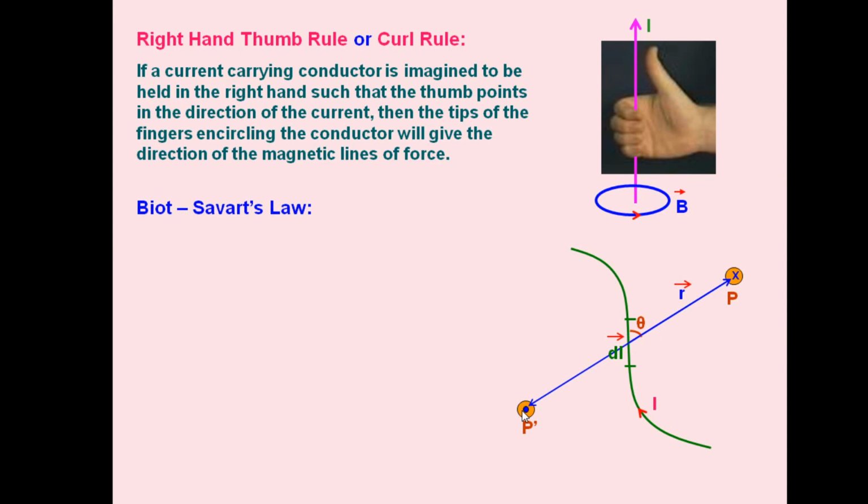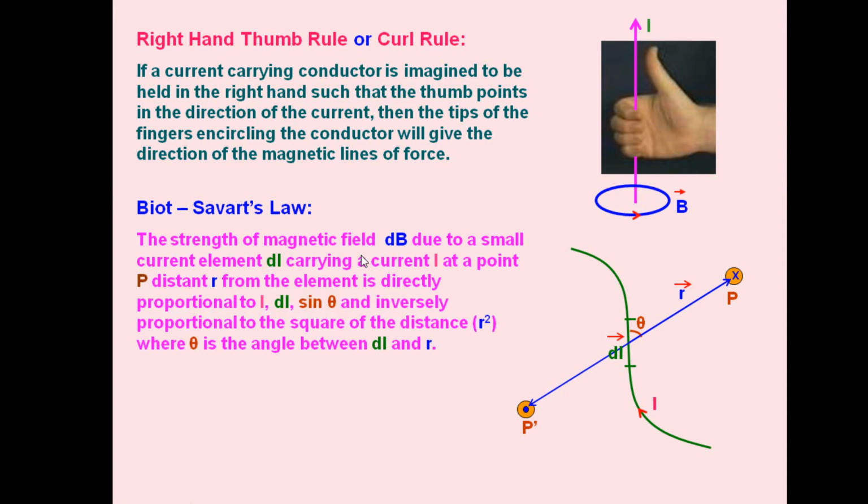The dot symbol will represent the outward direction with respect to your notebook or plane of the board, and cross is representing inward direction. We can draw right, we can draw left, we can draw up, we can draw down, but we cannot draw in. So to represent this inward, we have used a cross. Similarly, outward, we have represented by a dot.